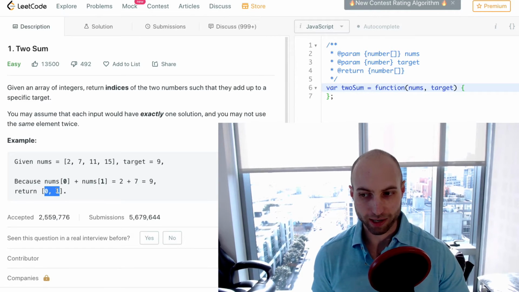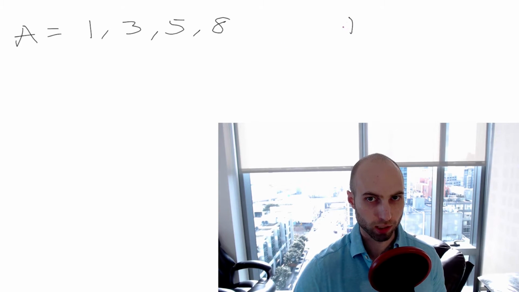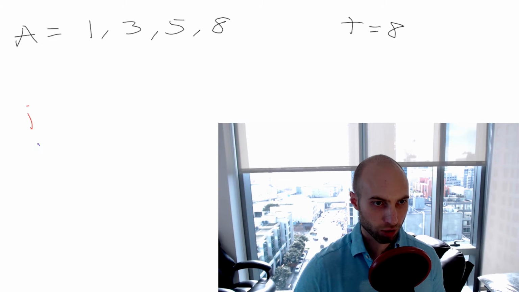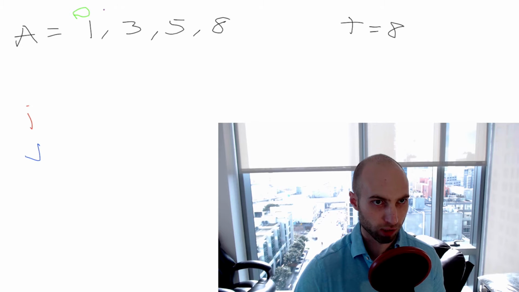So how would we write an algorithm to solve this problem? We're given the array 1, 3, 5, 8, and we're looking for the number target, which is 8. We can't just use 8; we have to find a pair. We can use two iterators to do this, i and j. Just for clarity, I'll number these indexes: index 0, index 1, index 2, and index 3.